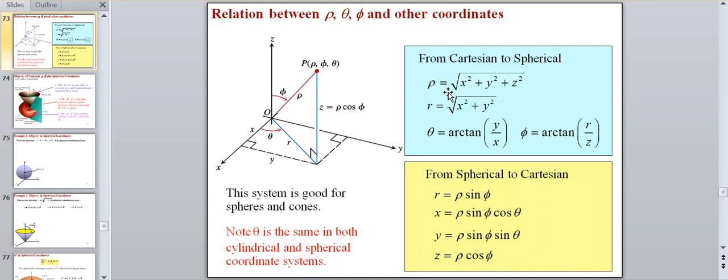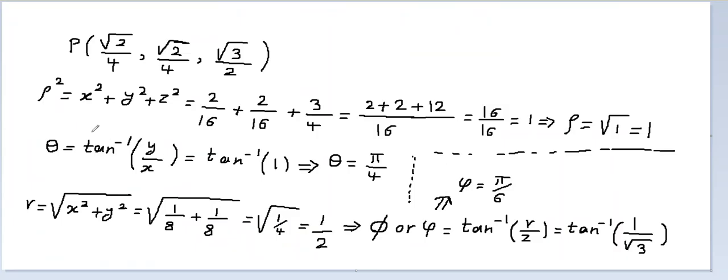Rho equals the square root of x squared plus y squared plus z squared, or equivalently we can say rho squared equals x squared plus y squared plus z squared. So when we calculate, this will be 2 plus 2 plus 12 divided by 16. So 16 divided by 16 is 1. This is rho squared, so we take the square root on both sides. So rho equals the root of 1, which is 1. Remember, rho is non-negative, so rho is always positive.